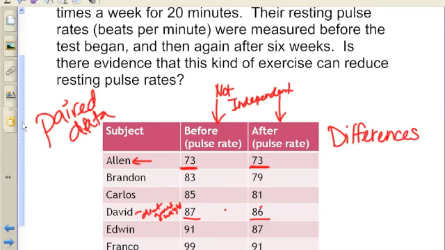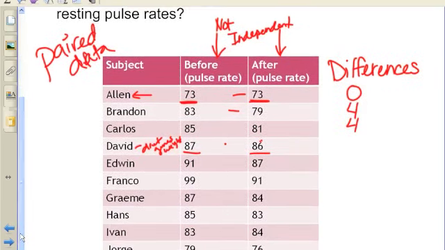For example, Alan, for some reason, this exercise didn't affect him at all. He had a difference of 0. What do I mean? I mean when I subtract these 2 numbers. Brandon's heart rate was 83 before. It went down to 79, so he had a difference of 4. Carlos had a difference of 4. I'm trying to spot somebody whose rate actually went up, so we can see how that's a little different. Let's look at Ivan. Ivan had a difference of -1, because his pulse rate actually went up after the exercise routine.